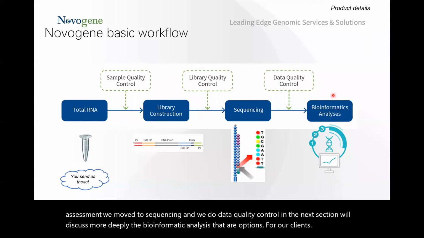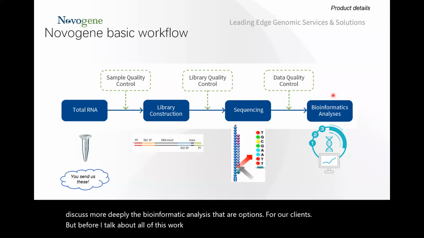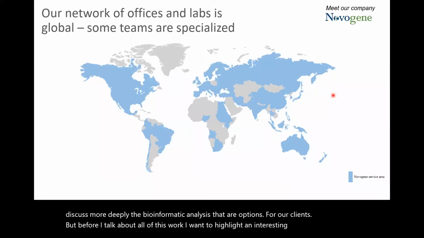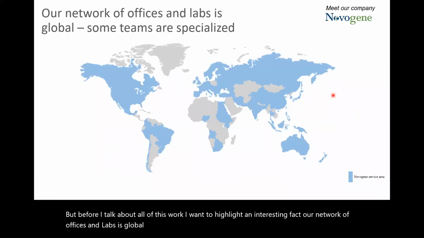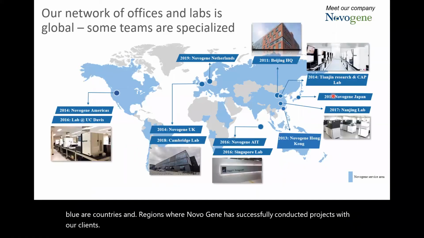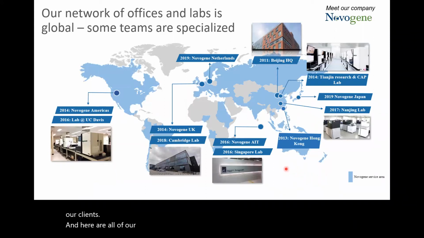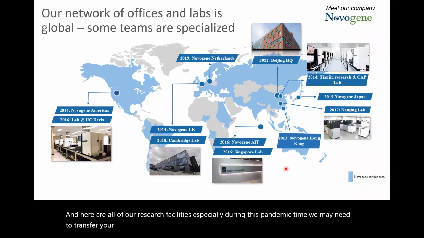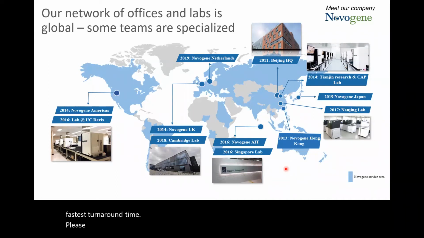But before I talk about all of this work, I want to highlight an interesting fact. Our network of offices and labs is global, and some of our teams are specialized. What you see on this map in blue are countries and regions where Novogene has successfully conducted projects with our clients. And here are all of our research facilities. Especially during this pandemic time, we may need to transfer your sample to another lab in order to assure the very highest quality and the fastest turnaround time. Please talk to your technical support scientists if you have questions about this process as a client of Novogene.